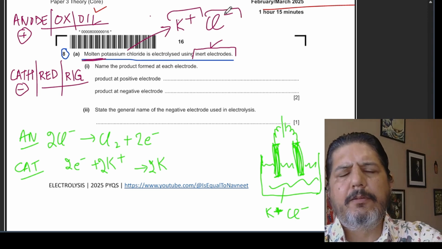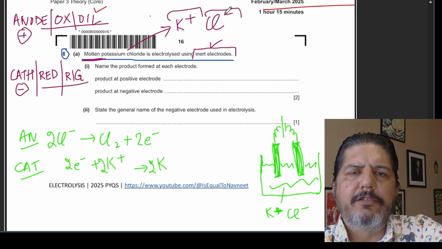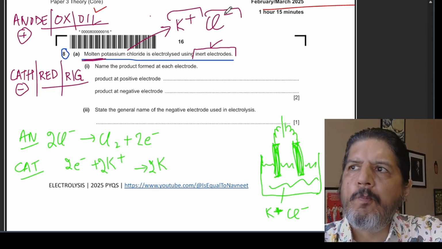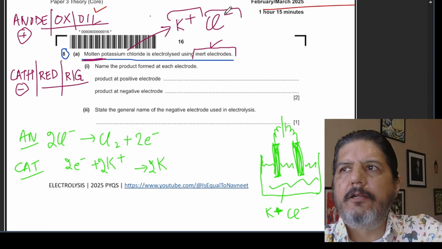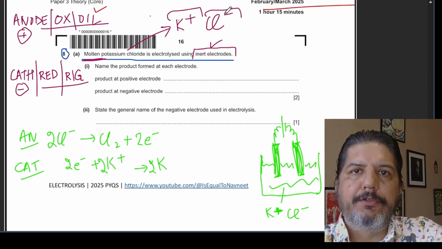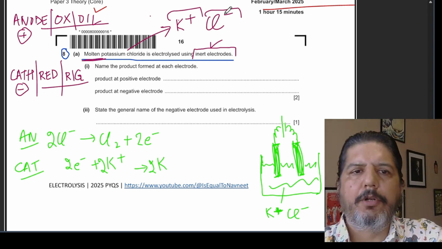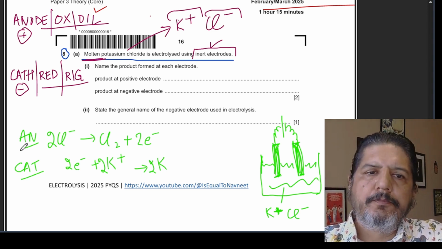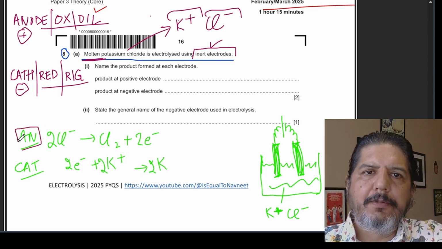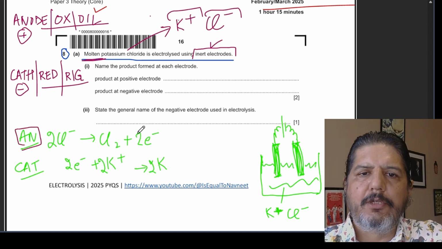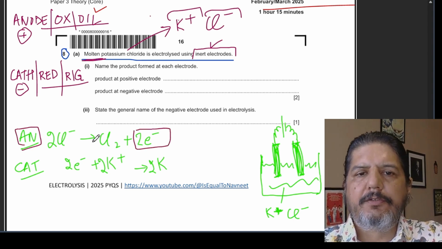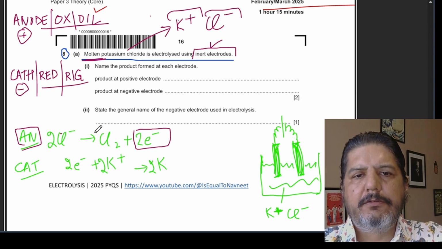And remember, whenever Cl negative gets discharged, you'll have chlorine gas. Chlorine gas is green in color. It's poisonous in nature. So these are a few things that they usually ask when they are asking about chlorine. So at the anode, oxidation will be happening. Oxidation is loss of electrons. So here you have loss of electrons, and this is the reaction which will be taking place. Chlorine gas would be liberated.